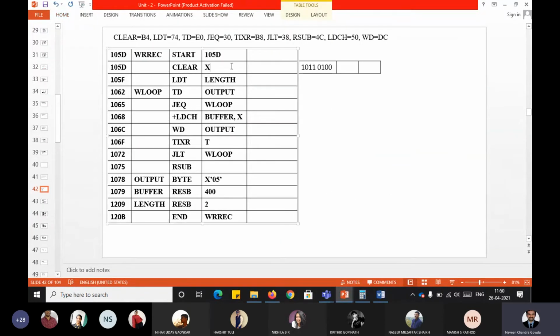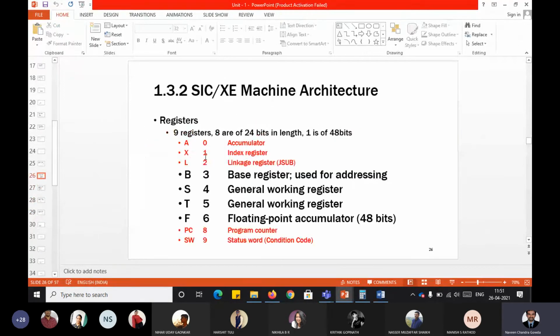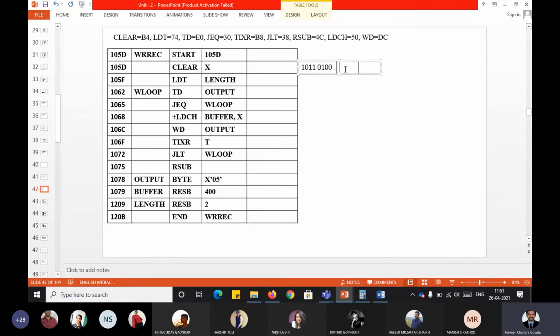What is register 1 here? It is X. The register number of X is 1, so I'll write 0001. And what about register 2? Here the second register is missing. When there is no second register, we'll directly write 0. So based on this, what is the object code you're getting? It is B410. That's the object code. I hope you're getting it. If not, you can ask me.